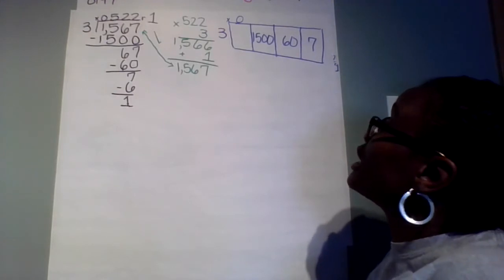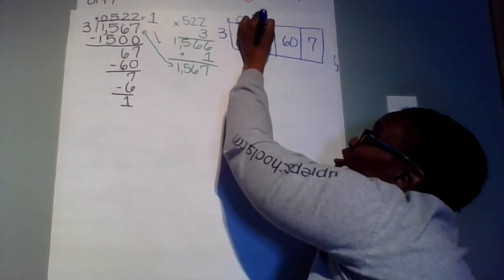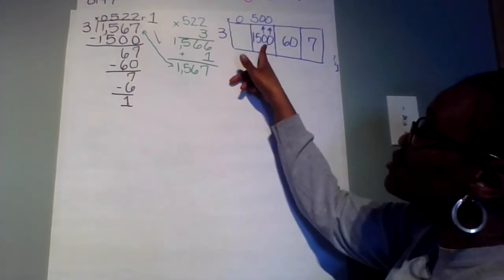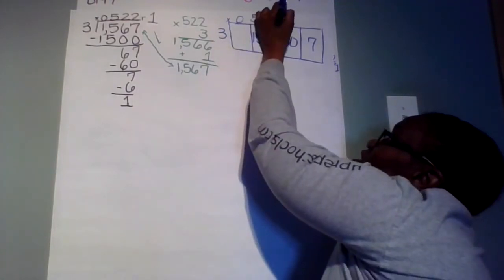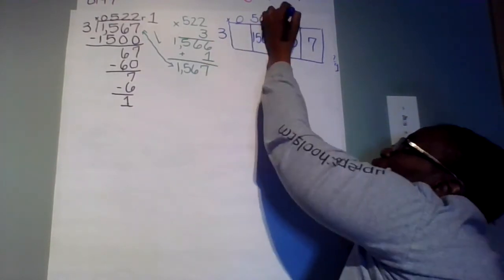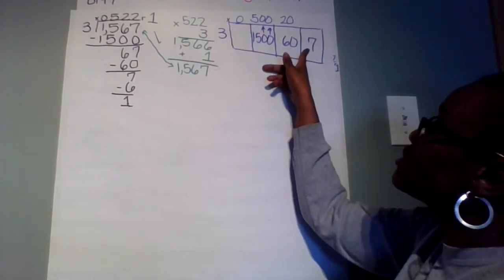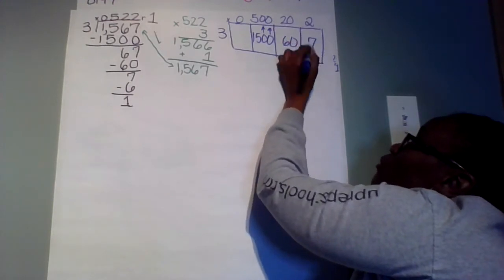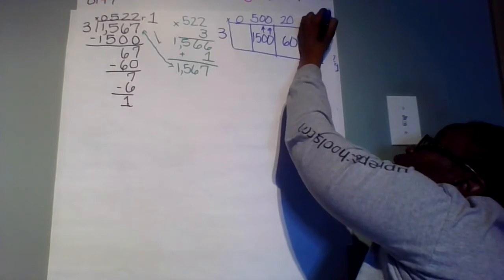So 3 can go into 15 5 times. Don't forget to bring your zeros up because we have 2 zeros. Then 3 can go into 60 2 times. Don't forget to bring up your 0. And 3 can go into 7 2 times. And don't forget, when we subtract 6 from 7, we're left with 1.